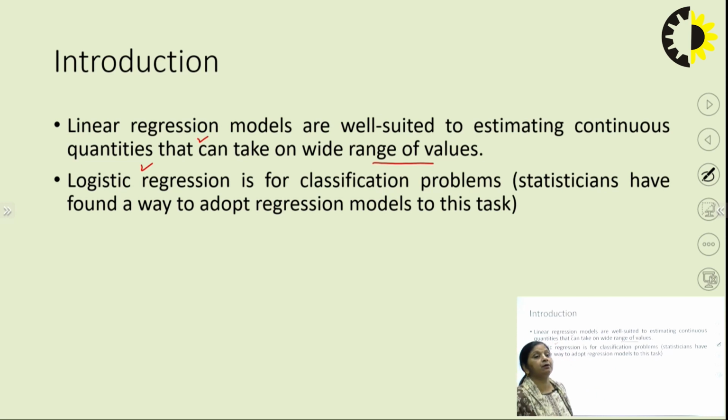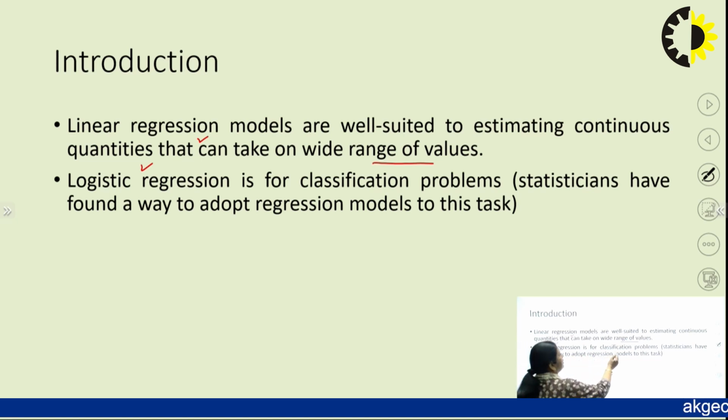And if we talk about identification of a digit, a digit can be 0, 1, 2, 3, 4 up to 9. So, that is not a continuous quantity. Where do we use linear regression? Where we have estimation of continuous quantities. Identification of a digit is discrete. So, here we are talking about prediction and estimation of continuous quantities, and that is done with the help of linear regression.